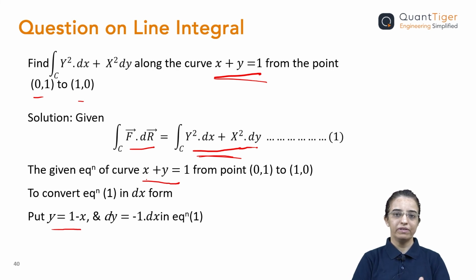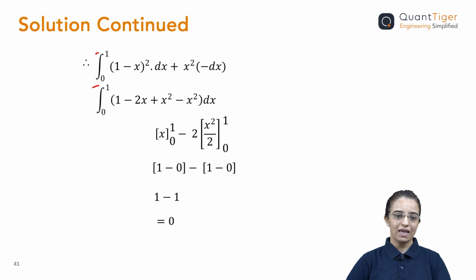So obviously we will be putting the limits of x. If you see, the x coordinate is changing from 0 to 1, so we have to apply the limits of x from 0 to 1. Similarly, if we had made the equation in terms of y, you would be applying the limits of y. Here I have converted to x, so I will apply the limits of x.